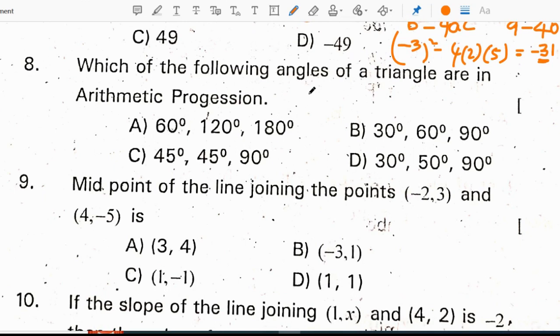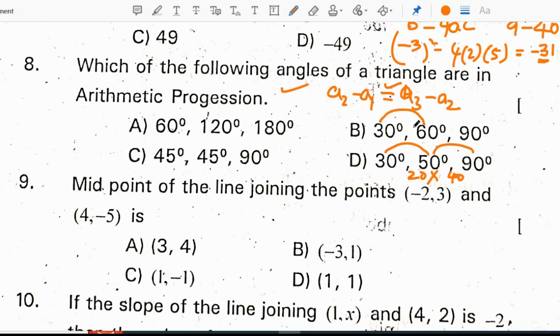Which of the following angles of a triangle are in arithmetic progression? In arithmetic progression, the second term minus the first term will be the same as the third term minus the second term. So a2 minus a1 and a3 minus a2 should be equal. So let's see which option is correct. So 50 minus 30 is 20, 90 minus 50 is 40. So a2 minus a1 and a3 minus a2 are not equal.